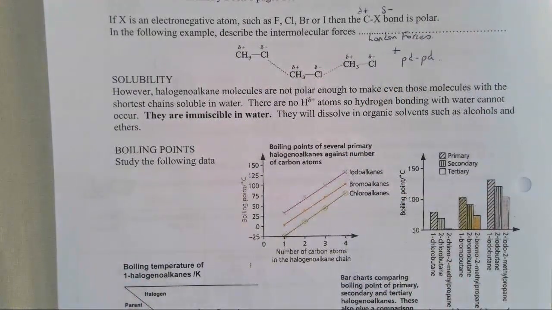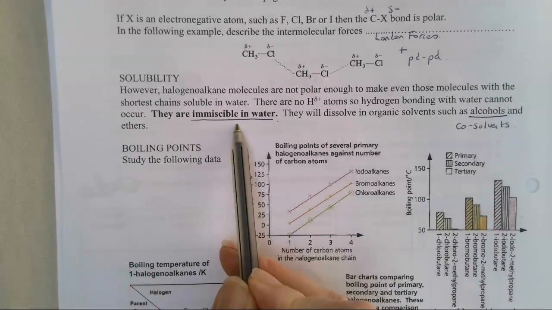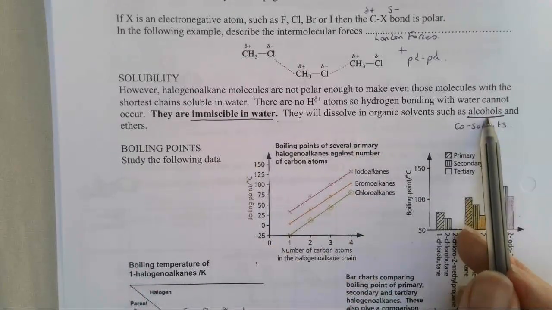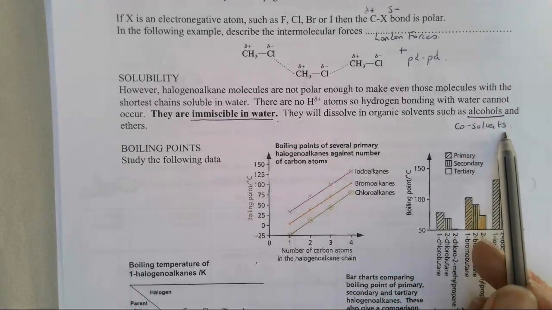What they do not have is hydrogen bonding. They are immiscible in water as they don't have hydrogen bonding. They do dissolve quite well in organic solvents like alcohols. Alcohols are very good co-solvents. That means that they can take a wide range of things into solution, both polar and non-polar.